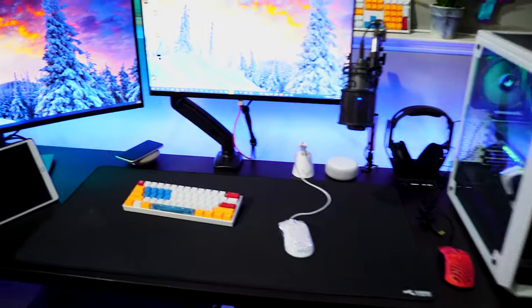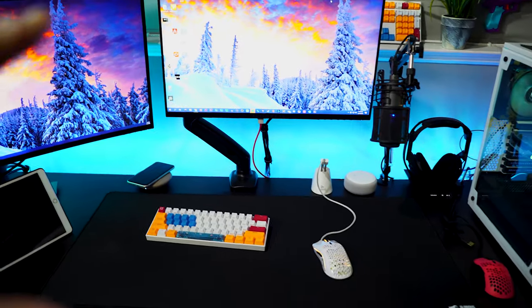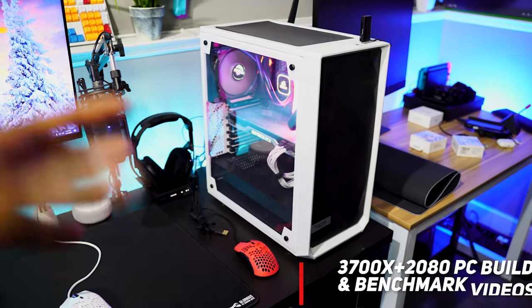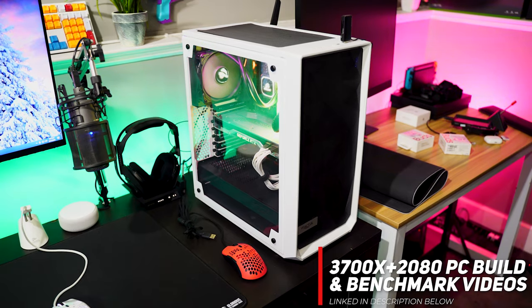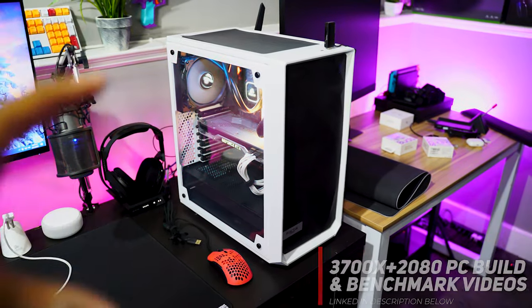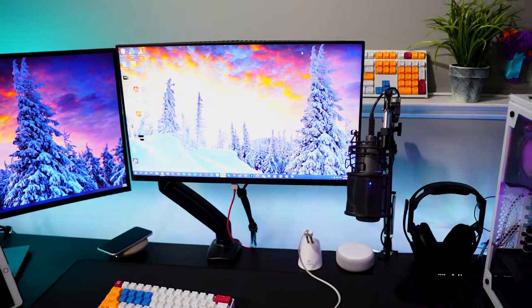In terms of the PC, where I spend most of my time, this is what we're normally looking at. So obviously I've got a full video on my PC build as well. I will have specs linked in the description below if you're interested in seeing what I'm running all the time. There's gonna be some changes coming to this in the near future. We're gonna do a whole other video on that as well. So first things first, let's talk about the display.